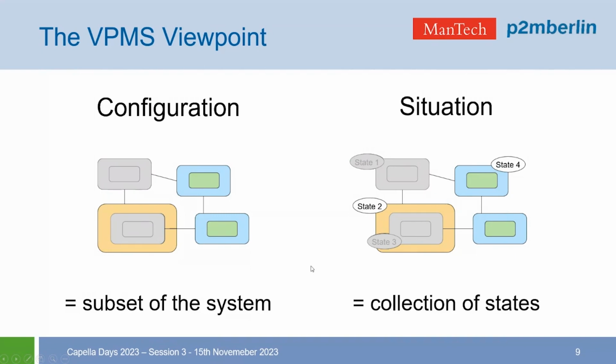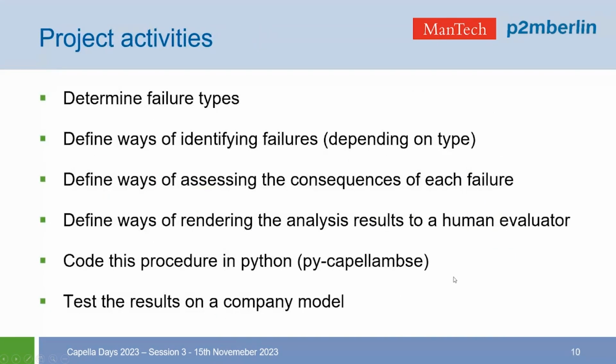So what did we do exactly during this project? We took our time to determine: are all failures the same, or are there different types? Depending on which type of failure we are dealing with, how do we identify it? How do we assess its consequences simply based on the model architecture? How do we render the conclusions that we draw from this analysis to a human user of our tool, and then allow them to evaluate the failures?